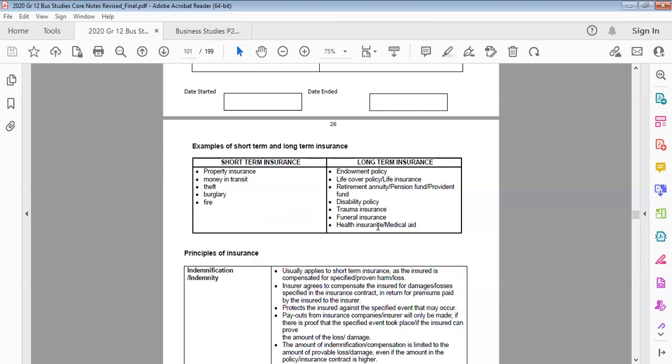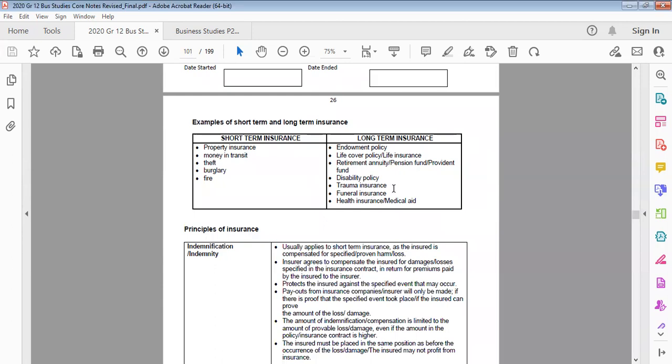Okay, we're going to talk later about compulsory insurance, which is your UIF, your road accident benefit scheme. And there's another one as well that we will look at. Okay, but that's not the same as long-term. So when they ask you in the test for long-term insurance, please do not answer compulsory insurance because they tend to mark that wrong. Okay.